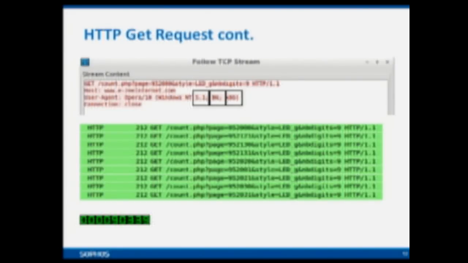So this is what that GET request looks like. There are 3 highlighted values in the user agent field. The first is an operating system version value. The second is a country code. In this case, it's BG for Bulgaria. And the third denotes the architecture of the infected machine, this time x86, but it could be x64.